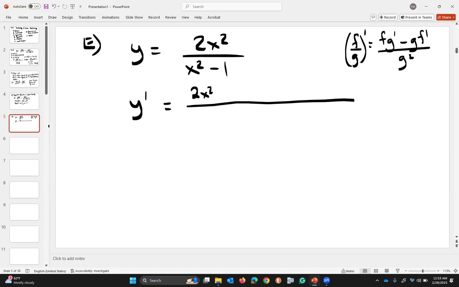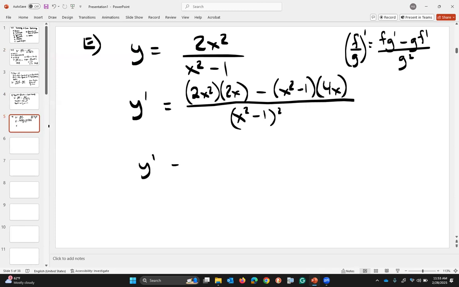All right, let's go. So 2x squared, that's F. The derivative of G is 2x, G is x squared minus 1, and the derivative of F is 4x, all over x squared minus 1, squared. Okay, let's simplify this out as much as we can.